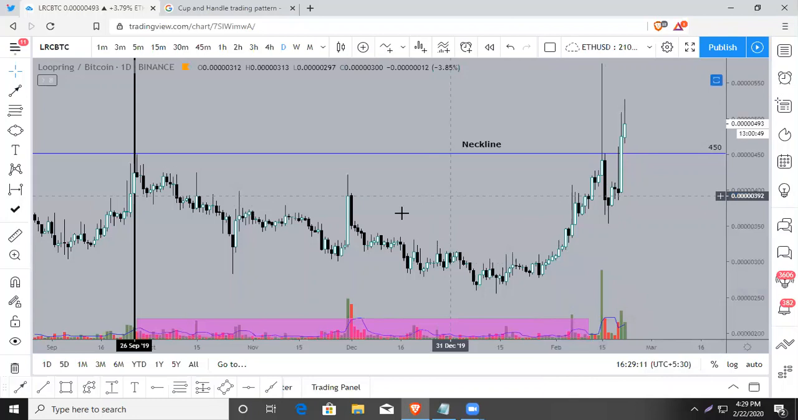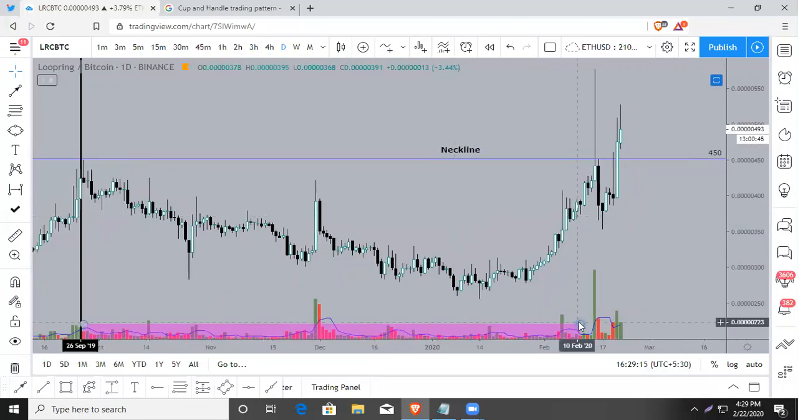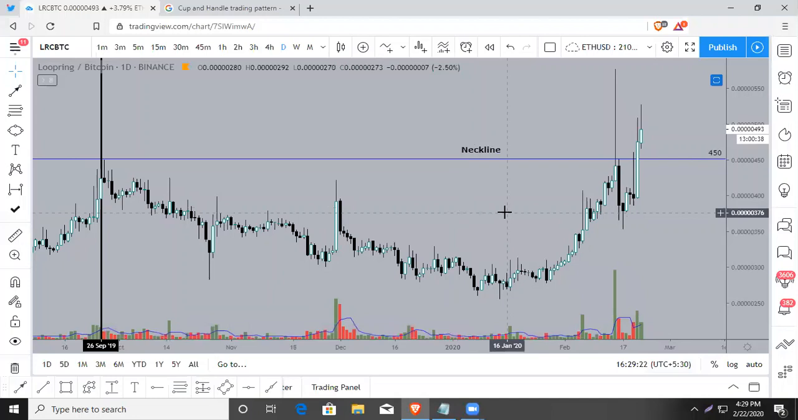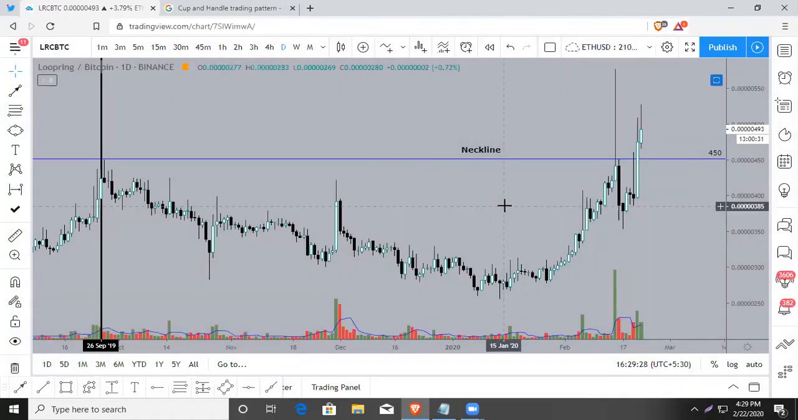attracted by this pattern when I saw somebody calling LRC, right? So when I checked the chart, I saw this pattern, so I thought to take a position in it. However, my bids have not filled yet as I just drew it today, right? But I will wait for my entry.